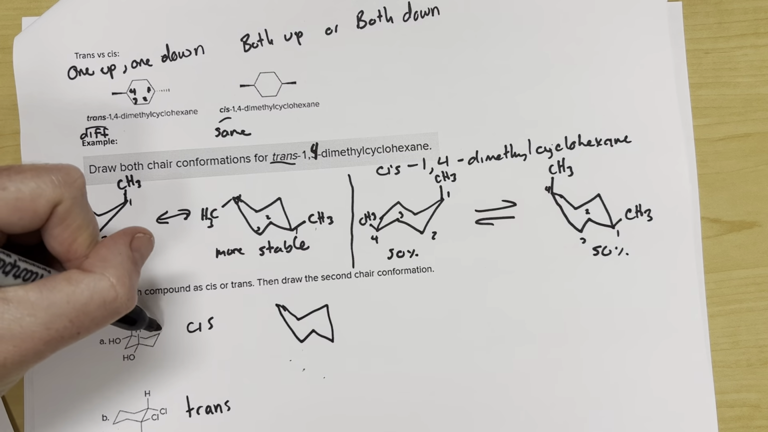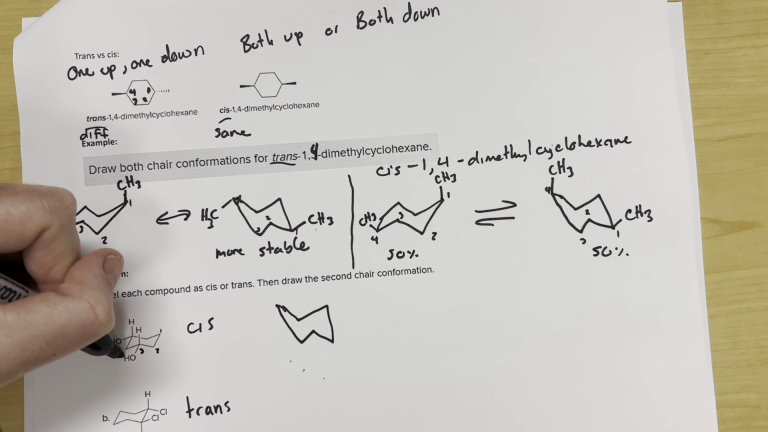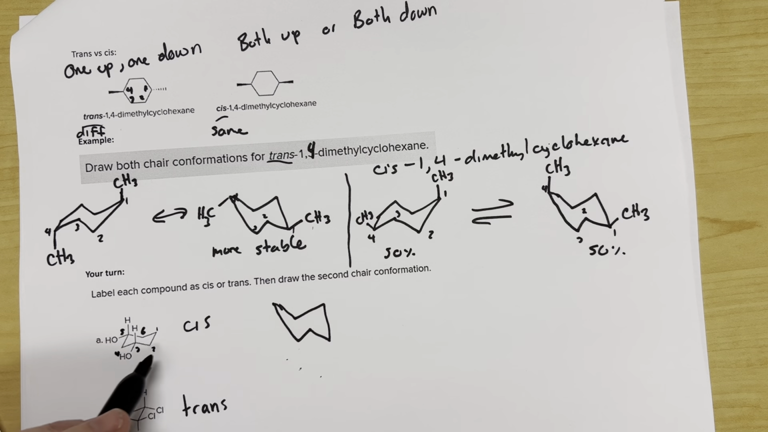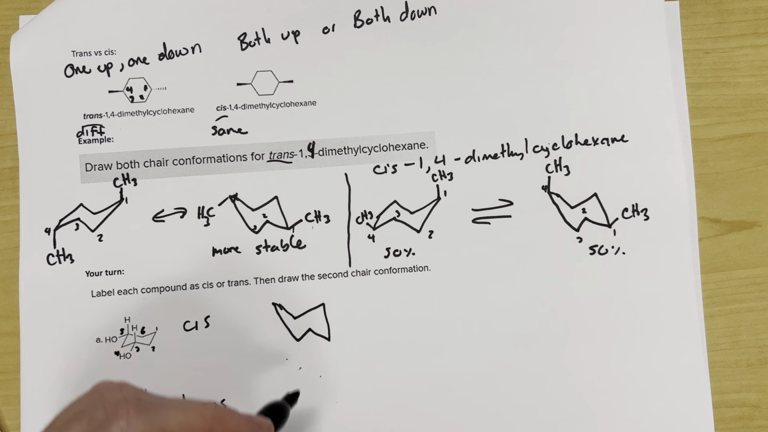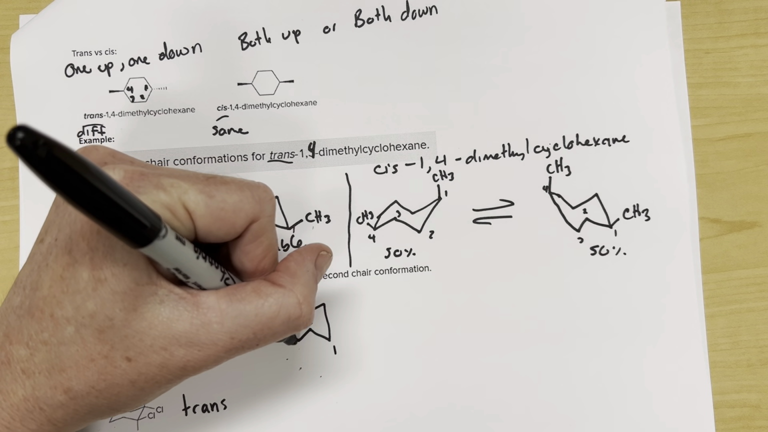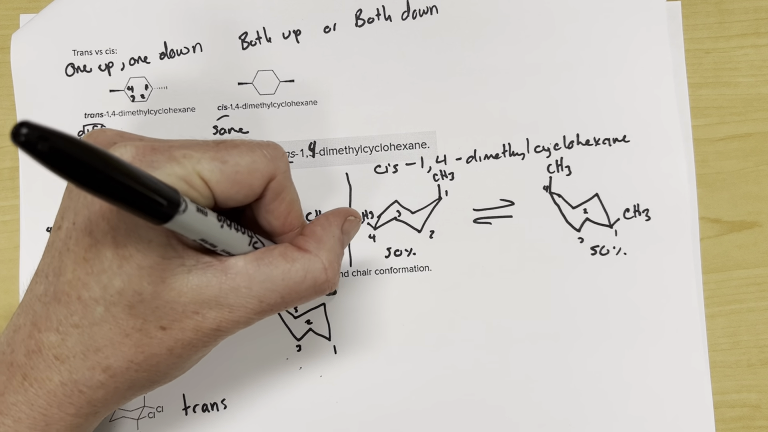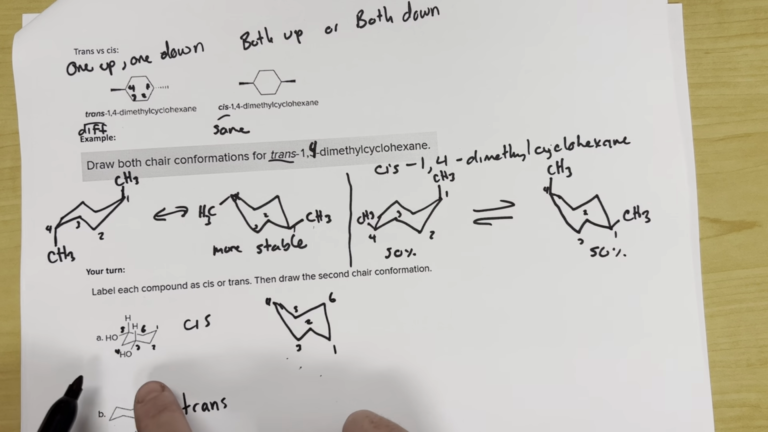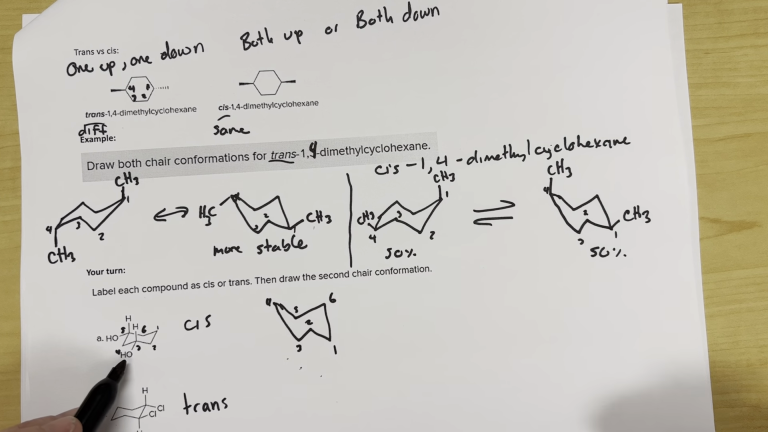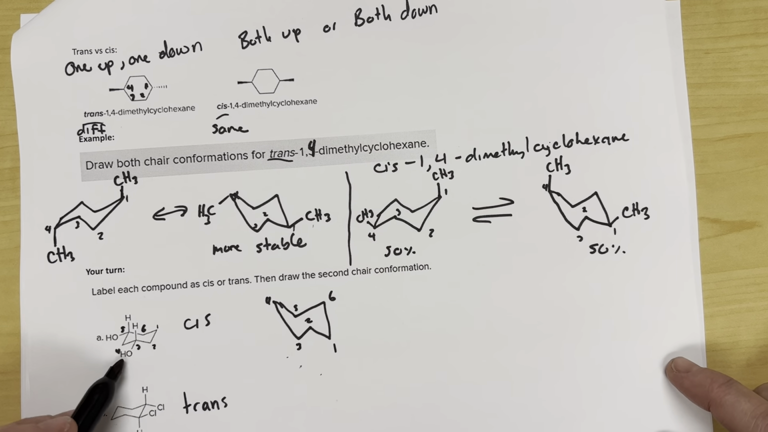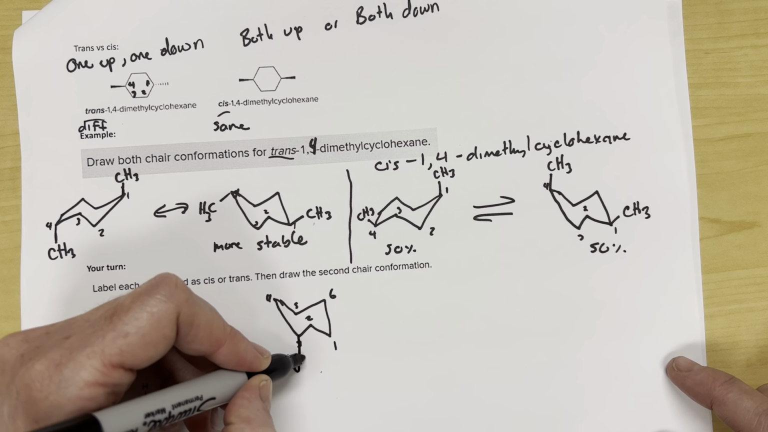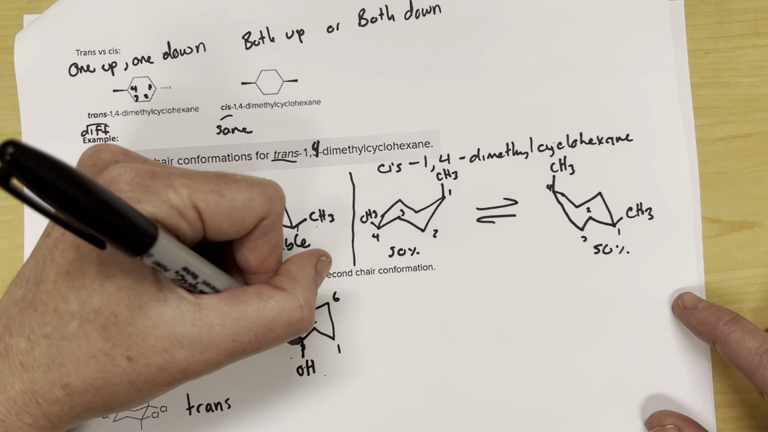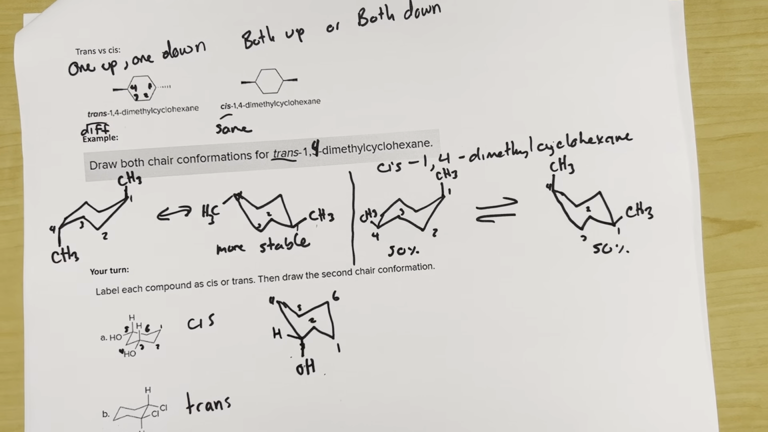Okay, so if this was 1, 2, 3, 4, 5, 6, this is not for naming, this is for labeling the carbons on this thing. Just so you know, 2, 3, 4, 5, 6. So on my third carbon here, I had it down, OH. When we flipped it, it still has to be down, but it's going to be axial this time. And then my H, by the way, which was axial, now has to be equatorial.